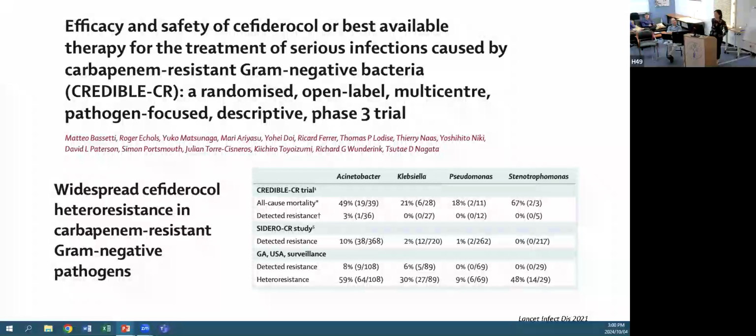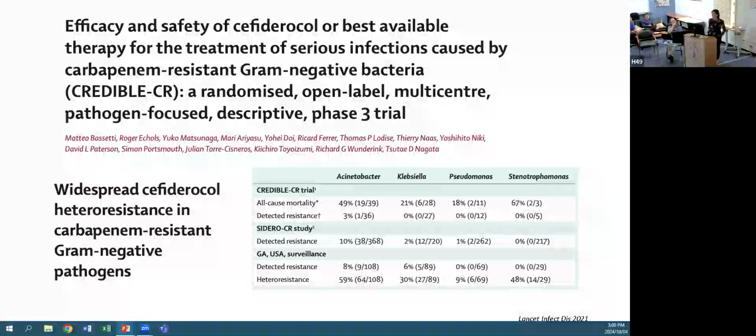The third trial differed from the previous 2 studies in that it was pathogen-directed. It enrolled patients with serious carbapenem-resistant gram-negative infections. 19% of those were Pseudomonas aeruginosa, and randomized to Cefiderocol or best available therapy. Unfortunately, patients with bone and joint infections were excluded from this trial.